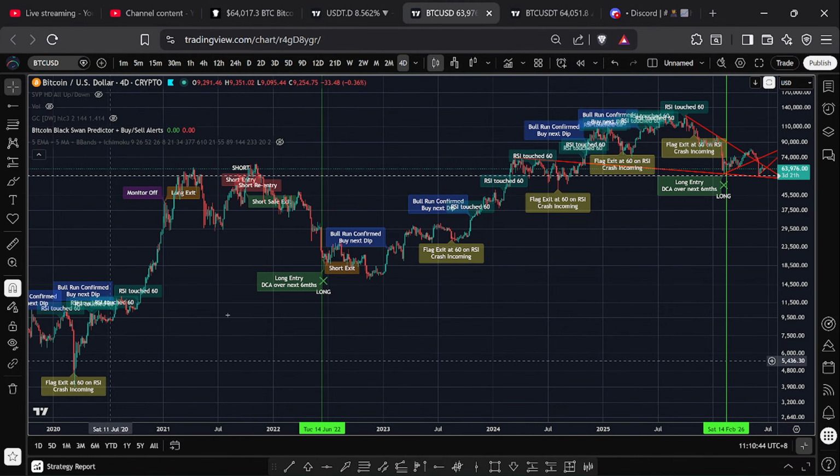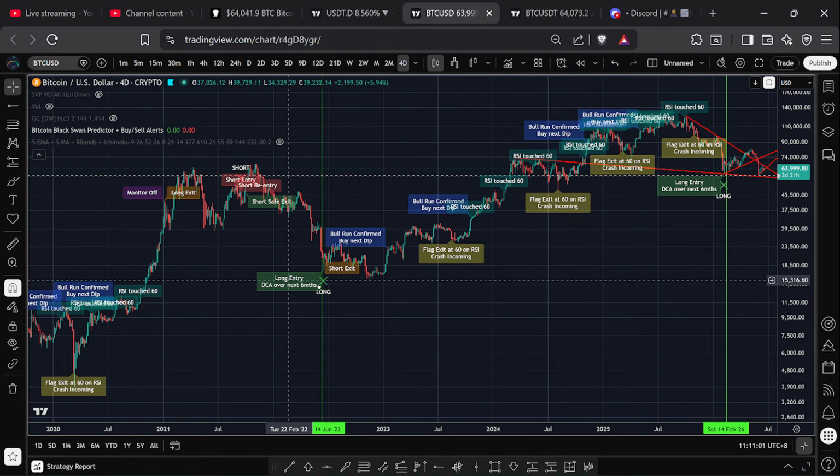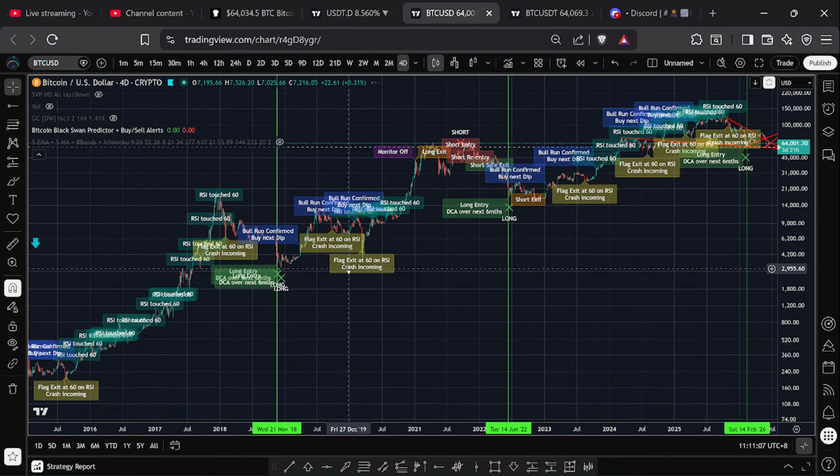And when you put it on 4-day, what we're looking for is, ignore all these other indicators here because they're all irrelevant because they're designed for 5-day. What we're looking for is this here, and then this bull run confirmed. Okay, so let's go back in history.